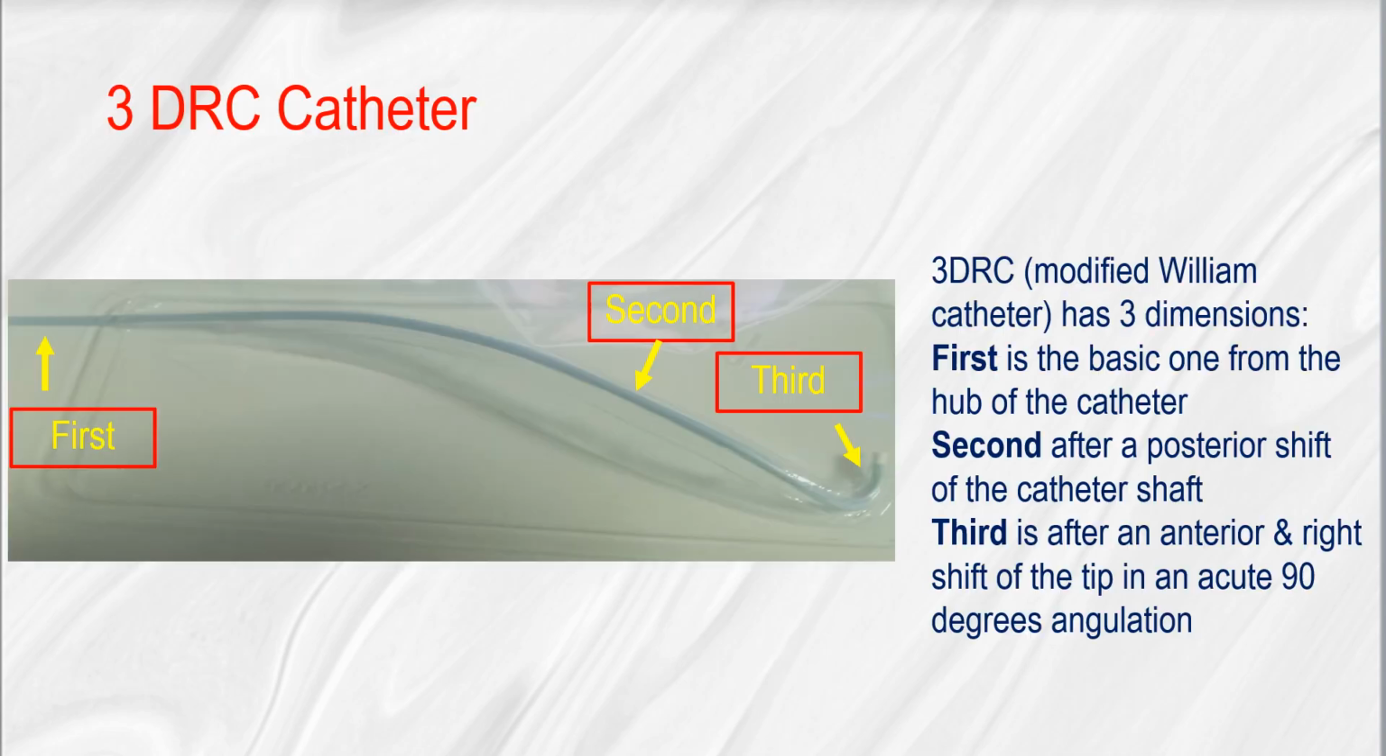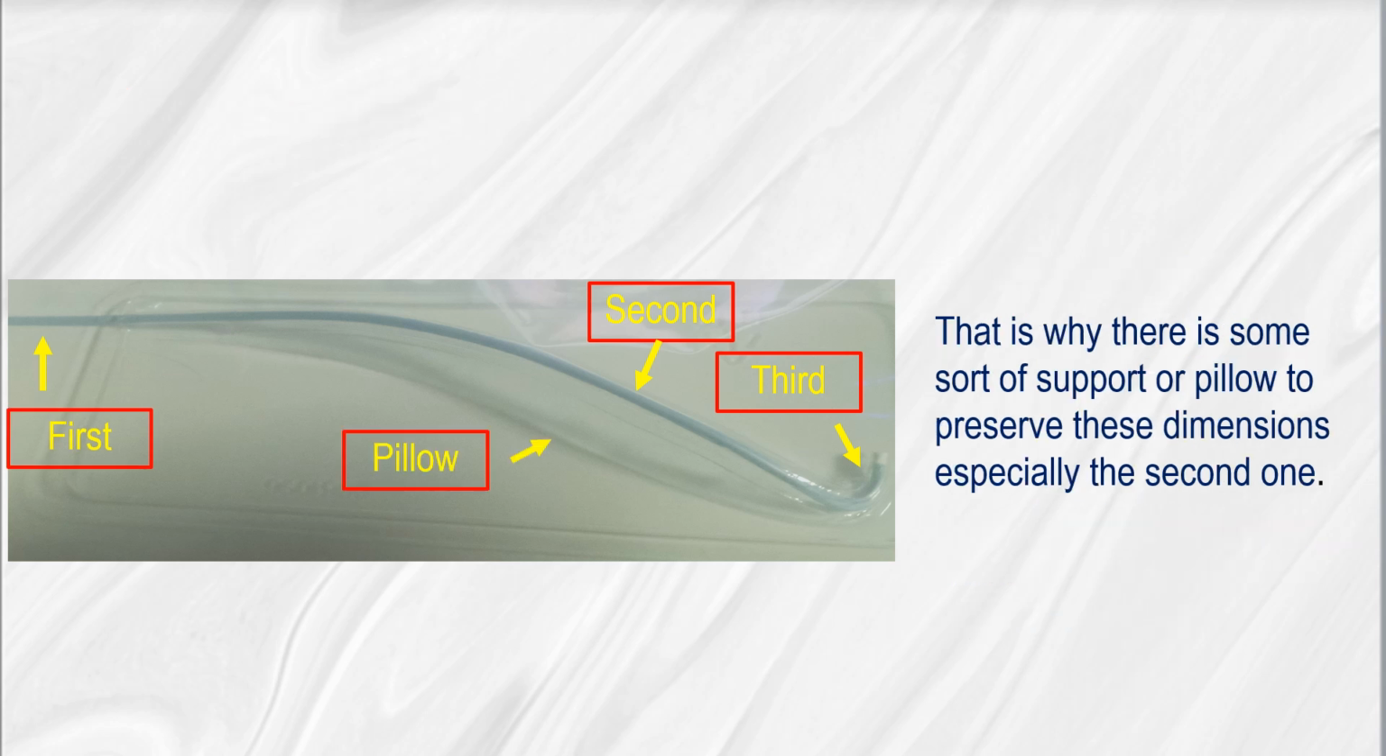Regarding the design, the 3D RC catheter, or modified Williams catheter in some countries, has 3 dimensions. The first one is the basic one from the hub of the catheter. The second is after a posterior shift of the catheter shaft. The third one is after an anterior and right shift of the tip in an acute 90 degrees angulation. That is why there is some sort of support or pillow to preserve these dimensions, especially the second one.